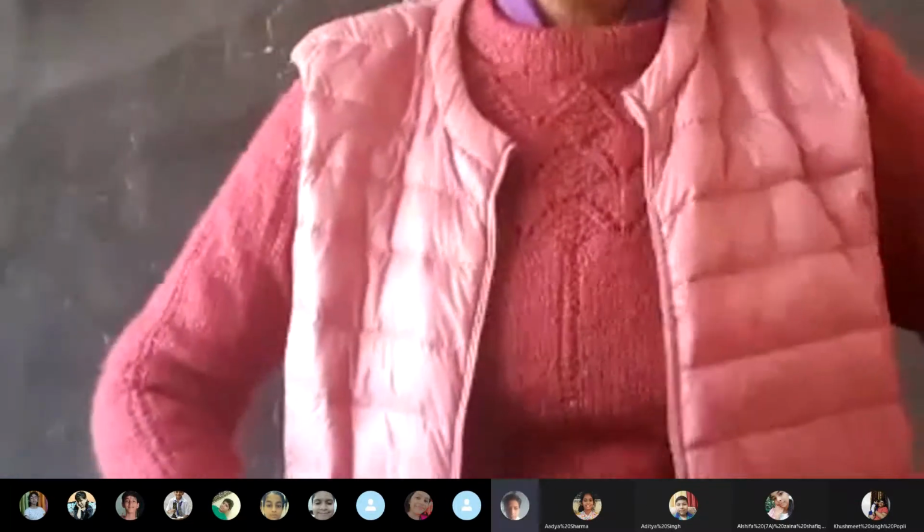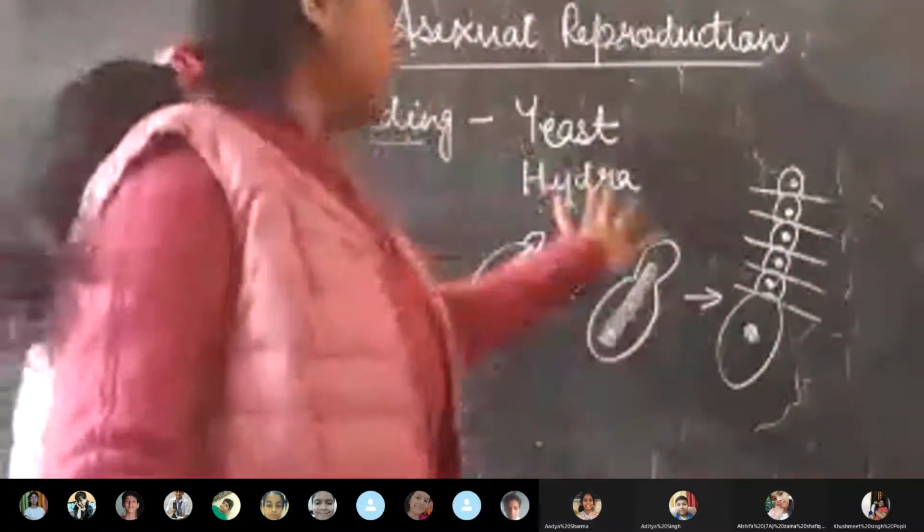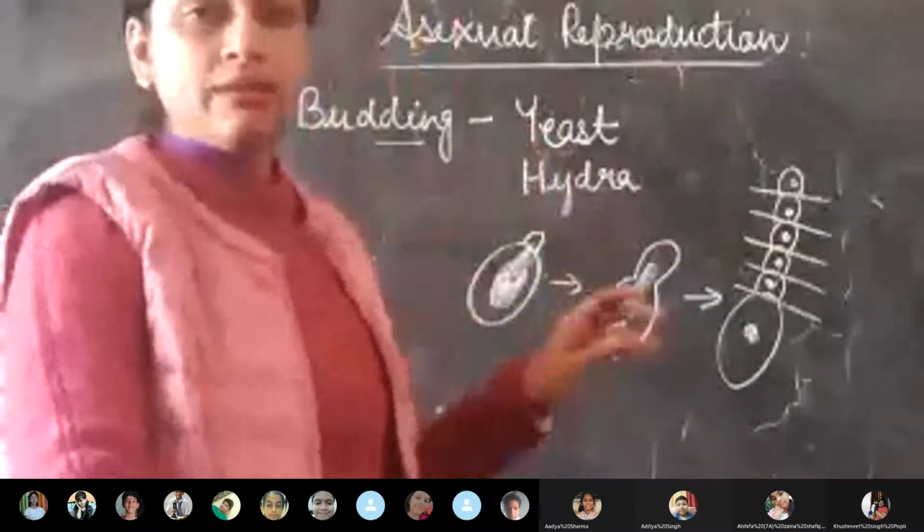Yes, ma'am. Right. The same process that is budding in Hydra, the difference is Hydra is a multicellular organism. Let me tell you that in your book it is given a green color, and generally you see that it is colored with green, but this is not a plant, this is an animal. Hydra is an animal which is found in the water.